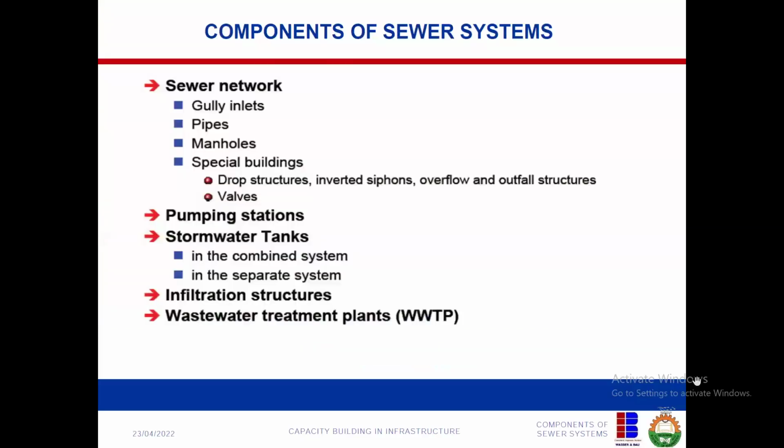So these are the components of a sewer system. In a sewer system, you have the gully inlets, you have the pipes, you might have the manhole, and you have special buildings, such as overflow structures, siphons, drop structures, and everything. Then you can also have the pumping station. Usually, the pumping stations are located at the treatment plant. Now, this is how it works.